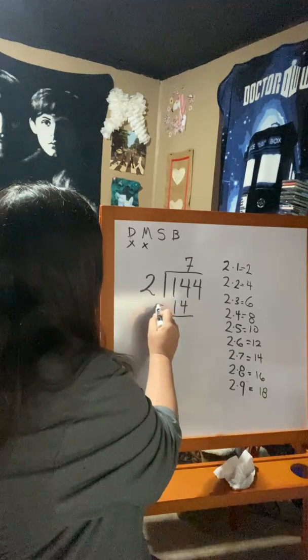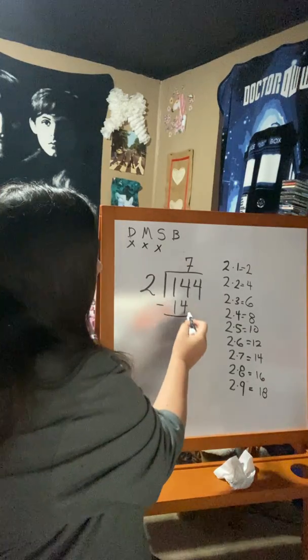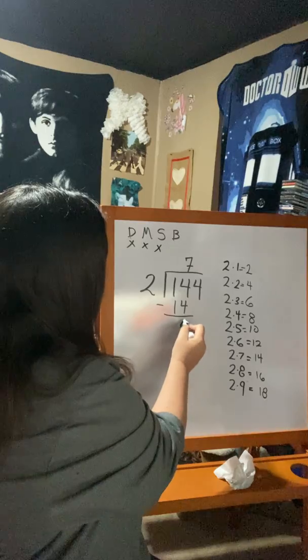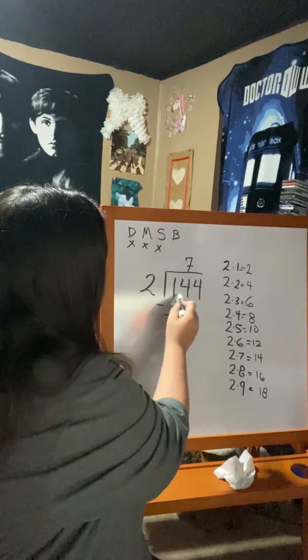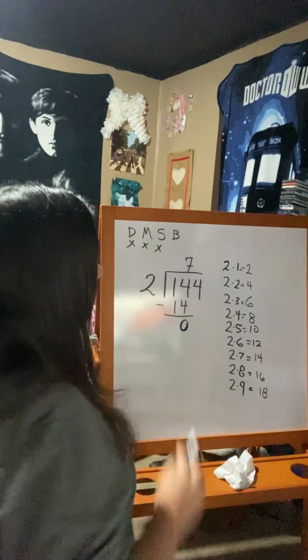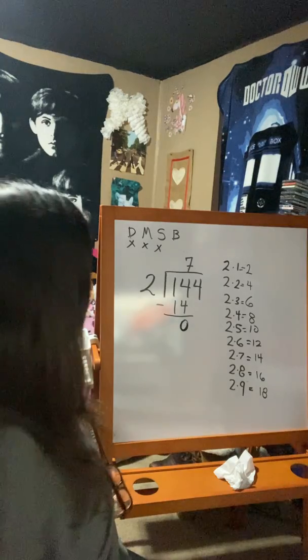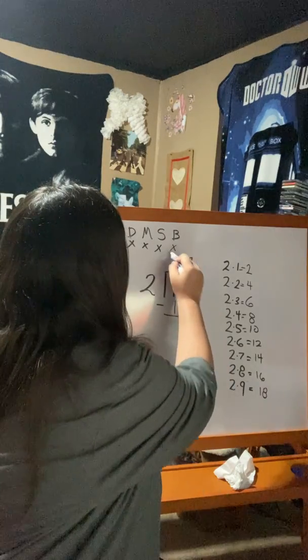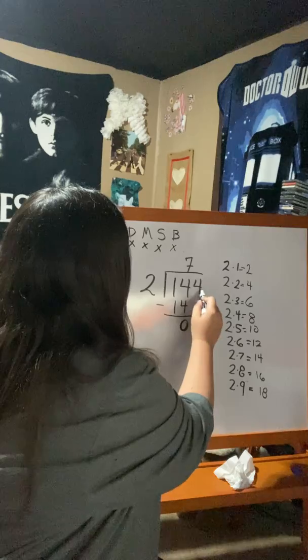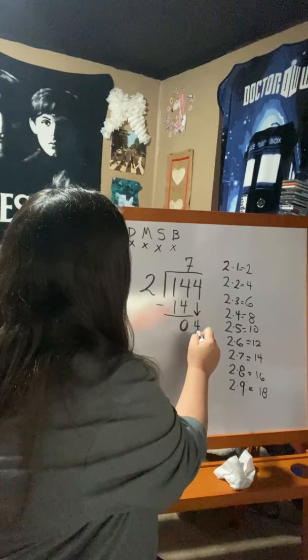14 minus 14. So we're subtracting. 14 minus 14 is 0. If you take a whole 14 things and then take all 14 things away from them, you get 0 left. And then the last step is bring down. So we bring down that 4.